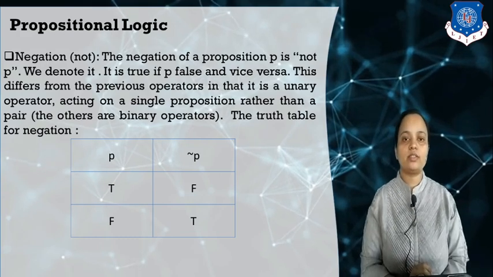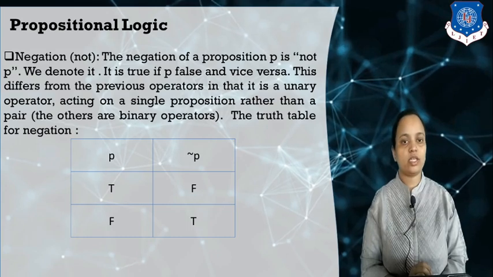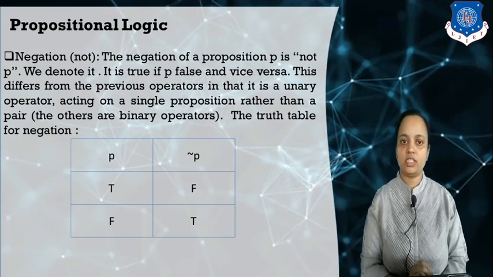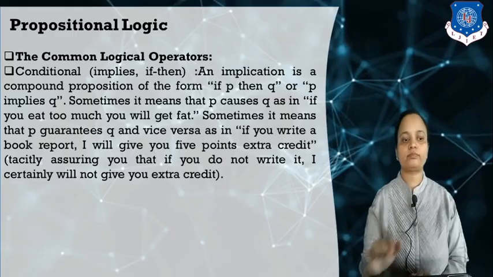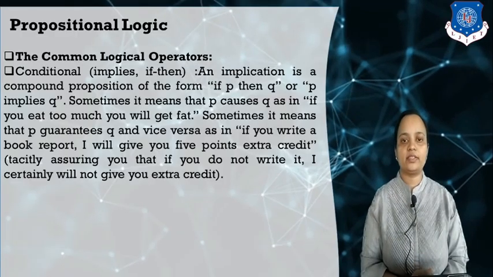Here you can see the truth table for P and the negation of P. When P is true, the negation of P is false. When P is false, the negation of P is true. Now let's move on to the next operator, the conditional operator, which is called the if-then operator, and we can also call it the implication operator.